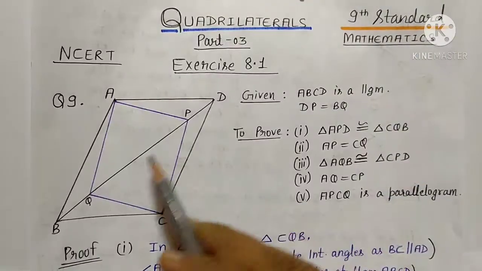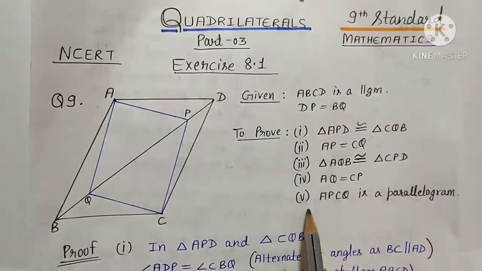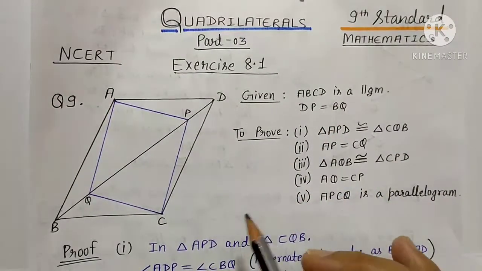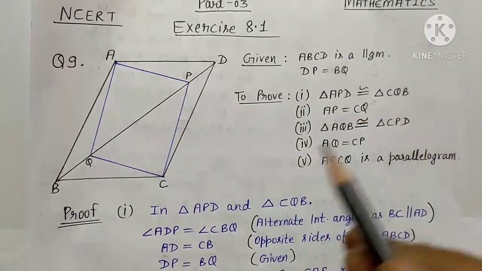As you can see here, I have already drawn this figure and I have written the given information and what we have to prove. So now let's start the proof. In the first part we have to prove that triangle APD is congruent to triangle CQB. So let's take these triangles only.